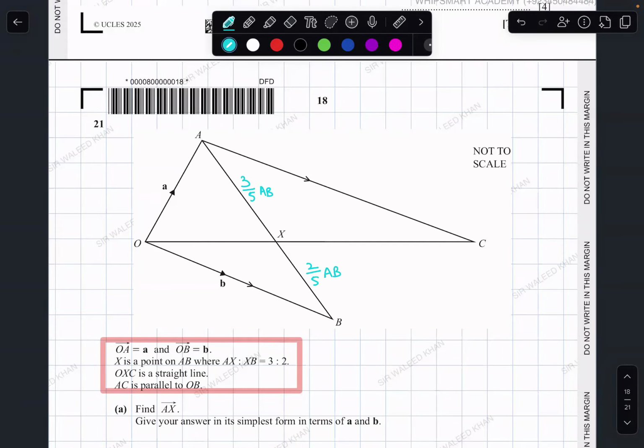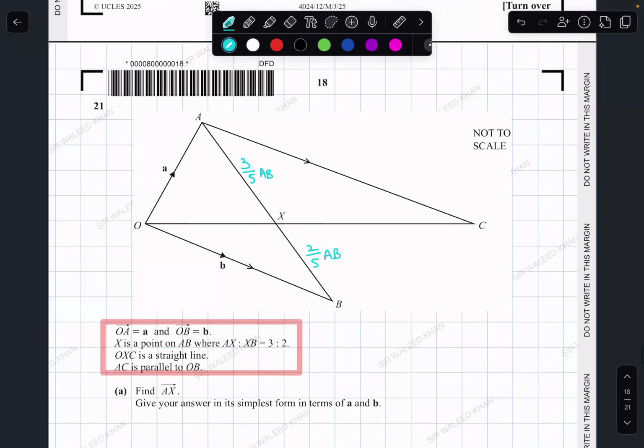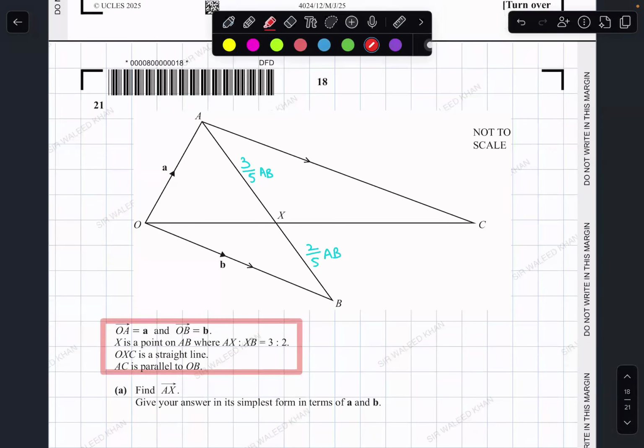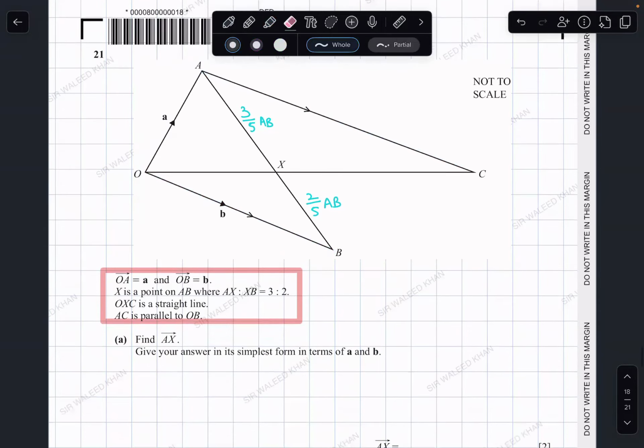And AC is parallel to OB. So be mindful of this. AX and OB are parallel. Awesome. AC and OB. Find AX. To find AX, if I can find AB, I can easily find AX as well, because we have the relation between AX and AB. So let's find AB first.